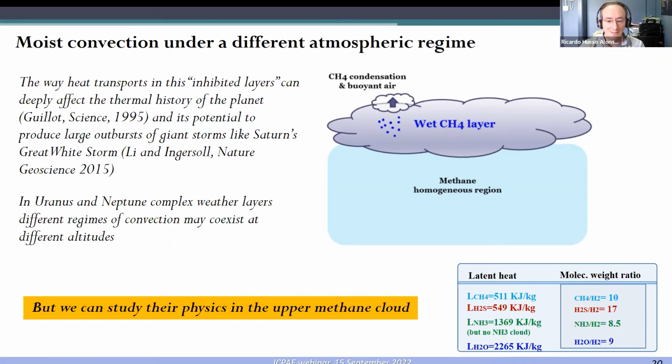And this kind of inhibition of convection is something that is going to happen in any atmosphere with hydrogen and helium and high abundance of condensables. And it will happen also in atmospheres like Jupiter or Saturn at depth, if they were to have enough condensables. But in Uranus and Neptune, we can study that because methane in the upper cloud is going to be close to this critical level in which moist convection gets inhibited. And so here we can study observationally the physics of this inhibition of moist convection and what are the observational effects.